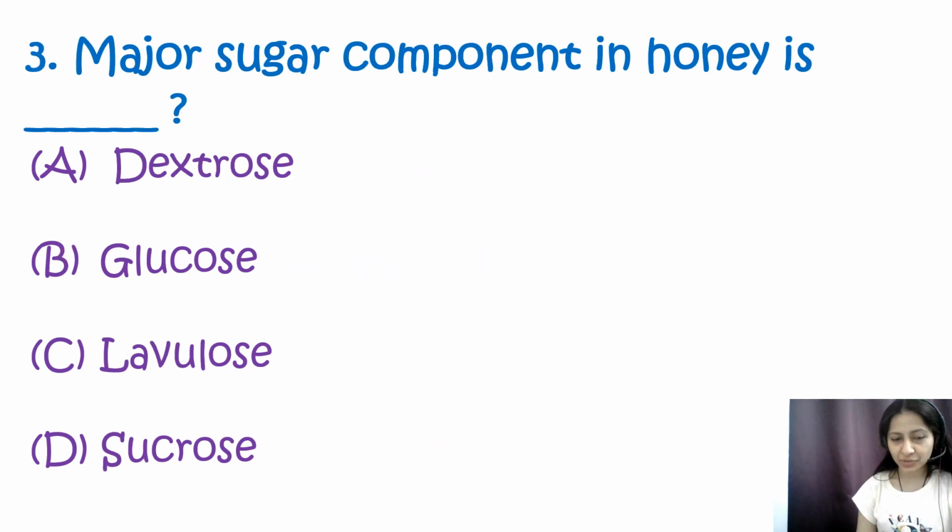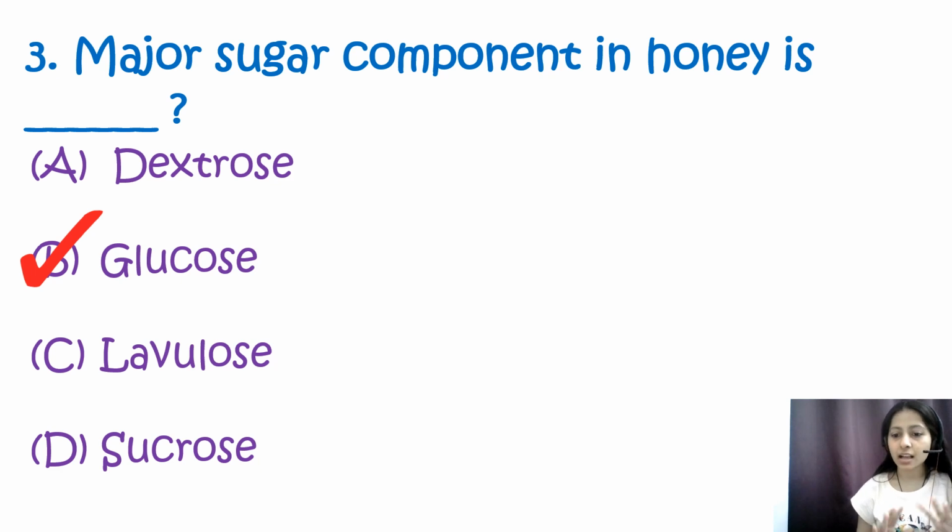So question number 3. Major sugar component in honey is, options are dextrose and glucose, lactulose and sucrose. So over here the correct answer will be option number B, that is glucose. So the major sugar components which are present in honey are glucose and fructose. These are two major components which are present in honey.